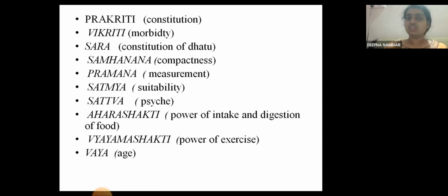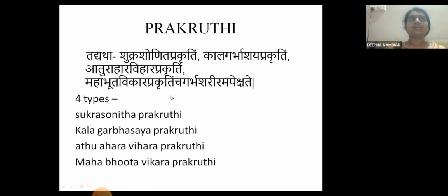Next is the age, or the Vaya. We'll go through each and every aspect and see what is the importance of Panchakarma and why we need a Panchakarma physician or practitioner to go through each of these factors for the selection and also analysis of the patient before the treatment. And the first aspect is the Prakriti. You know, the most important factor which we get to analyze in the clinics is Prakriti.